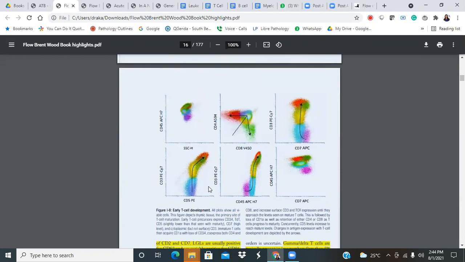So they are showing over here the T cell development. The CD3 is acquired as the T cell matures, so the acquisition of CD3, that's important. Again, similarly over here, they are showing it is going from here to here. This is the most mature T cells. This is more in the thymus, because in the thymus you will have all the stages of T cell maturation.